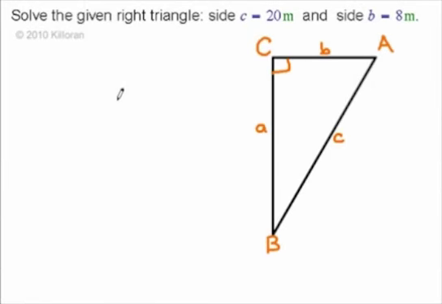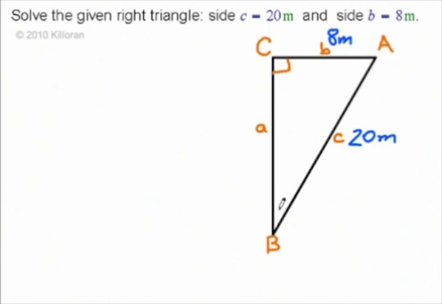Example of solving a right triangle. This case is a little bit different. It only gives us two of the sides. It gives us the hypotenuse, side C, is 20 meters in length, and it gives us side B up here as 8 meters in length. So what it doesn't give us is an angle.